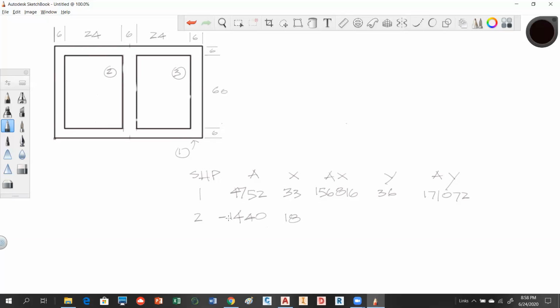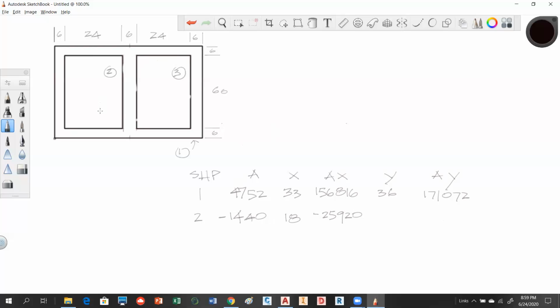18 times the negative area is going to give us a negative 25,920. So one of the biggest pitfalls of doing this is forgetting that you got a negative sign here, or when you multiply a negative and a positive, you forget that you're getting a negative as well. So you got to watch that.